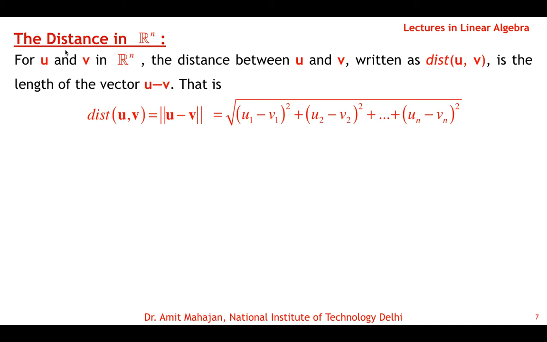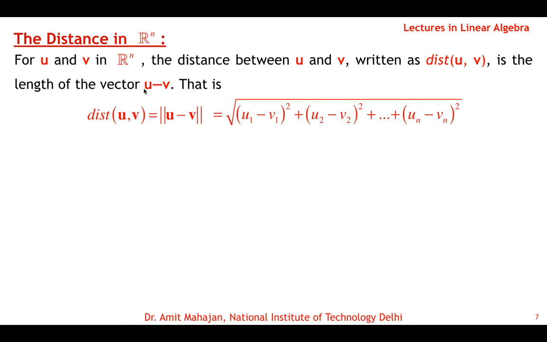Another definition is distance in Rn. For any two vectors u and v in Rn space, the distance between u and v, written as distance(u, v), is the length of the vector u minus v. So we can calculate the distance between two vectors by calculating the length of the vector u minus v. The length of u minus v is written as the norm of u minus v, and by definition it is the square root of the sum of squares of the elements in u minus v.